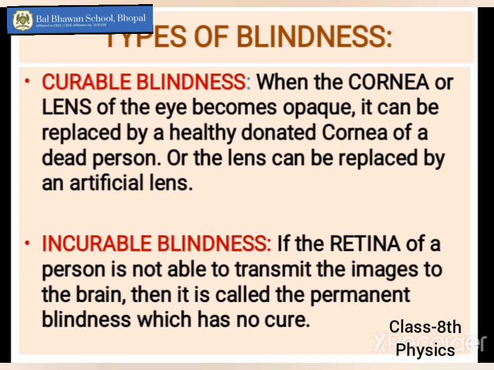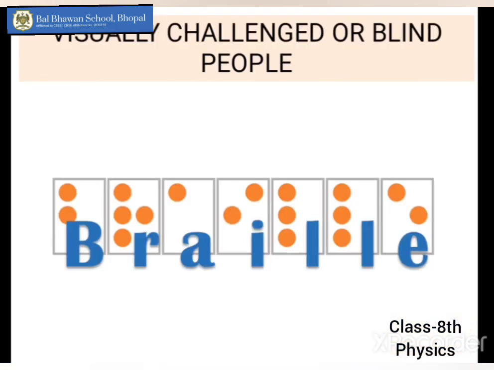Okay, so what is done with these people? How can they learn to read and write? They learn to read and write through a language which is specially developed for them, which is called Braille. You all must have heard about Braille. It was discovered by Sir Louis Braille, who himself was visually challenged, and he really wanted to read and learn things. So he invented this dot system, which was later on called Braille in his honor.